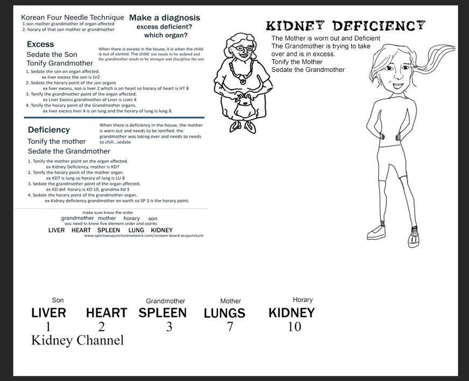So kidney 7. You see it goes 1, 2, 3, 7. The mother is 7, and you see that's the lungs. And remember, we know the lungs Hore is lung 8. So that's what we're going to do. We're going to tonify.